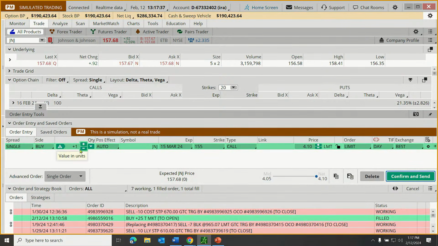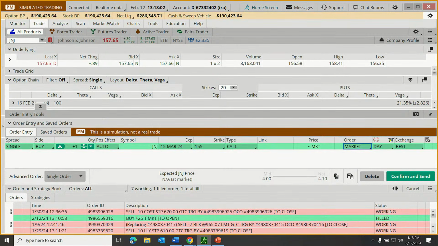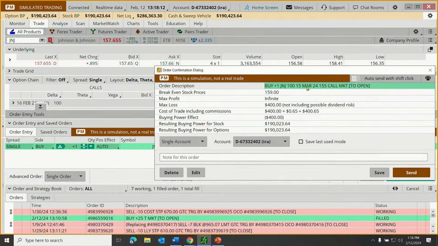By default, in my portfolio, it's going to be one contract. That can be changed by erasing what's in there and entering the number manually, or we can just click the up and down arrows. Let's leave that at one contract. And how about for this one? We also select a market order. We could choose limit orders, but let's do a market order here. Leave our time in force good for the day. That order is ready to go. Let's click confirm and send here. This is to buy one J&J 15th of March 155 call at the market price.